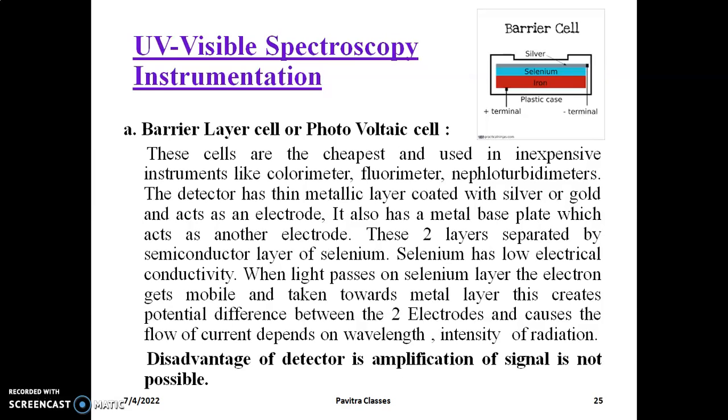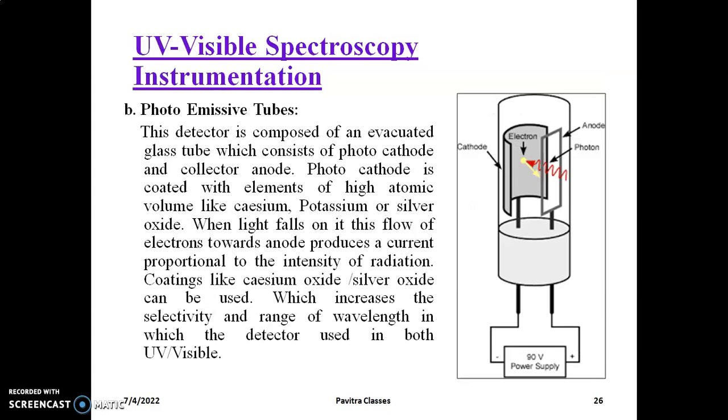Whenever light passes onto the selenium layer, the electrons get mobile. They are taken from the metal layer towards the cathode, and it creates a potential difference between the two electrodes. So current flows. The flow of current depends upon the wavelength and intensity of the light. This is the simple detector. The only disadvantage of the barrier layer cell is that amplification of the signal is not possible.